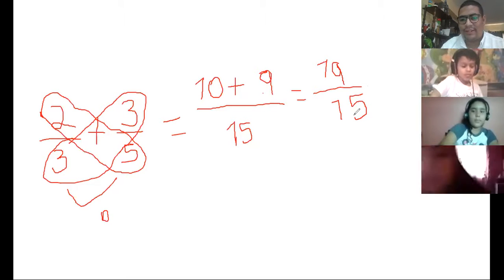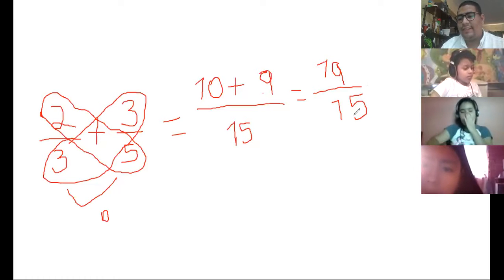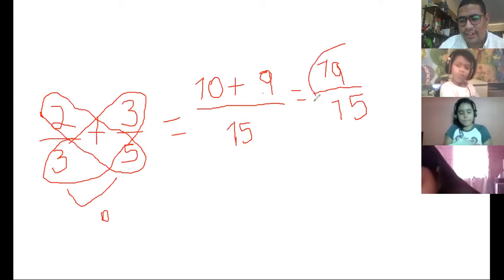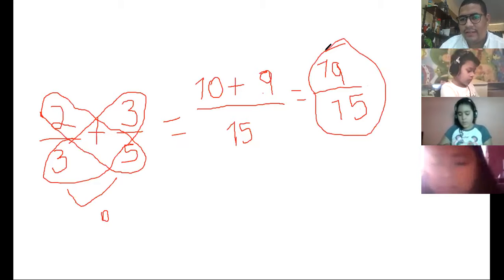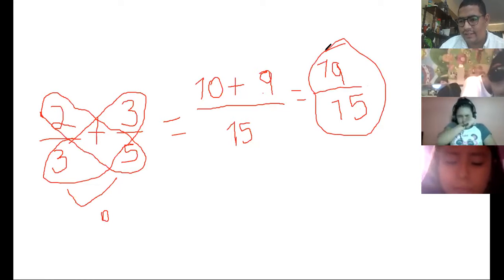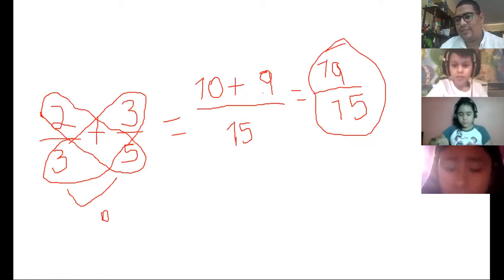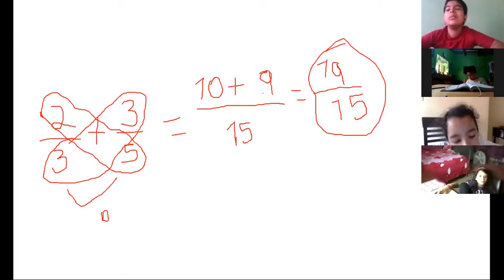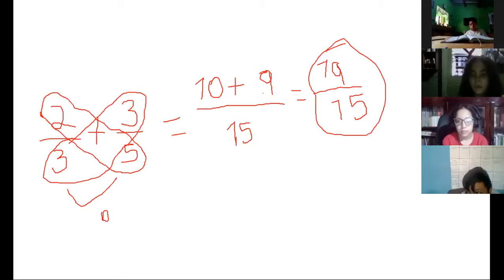Do you remember or not? Equivalent. I don't remember. Listen, what I have to do is turn this fraction into a mixed number fraction. How can I do it? Okay, Gabriela Zúñiga, do you have something to say? I don't remember the process, but I know the answer.